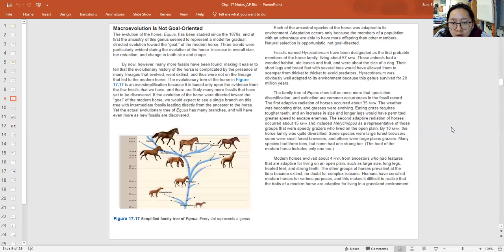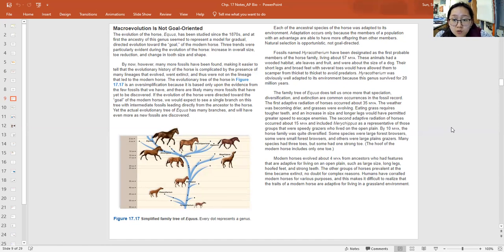Fossils named Hyracotherium have been designated as the first probable member of the horse family, living about 57 million years ago. These animals had a wooded habitat, ate leaves and fruit, and were about the size of a dog, which is pretty different from our current horses. Their short legs and broad feet with several toes would have allowed them to scamper from thicket to thicket to avoid predators. Hyracotherium was obviously well adapted to its environment because this genus survived for 20 million years.